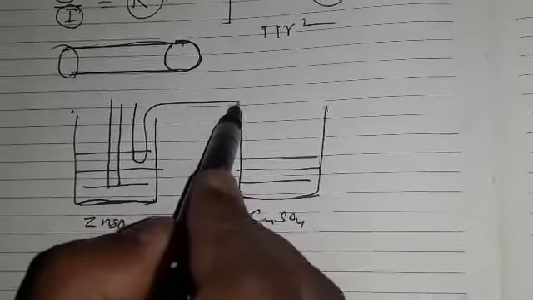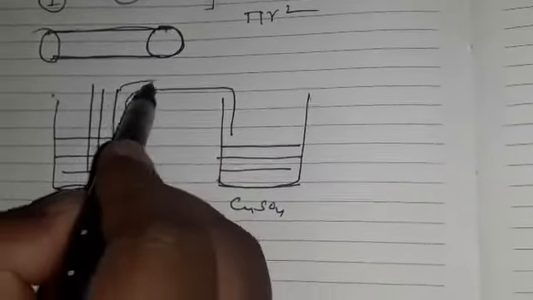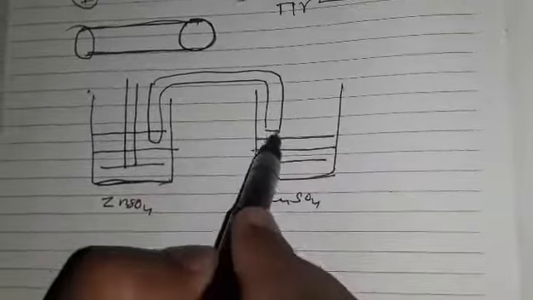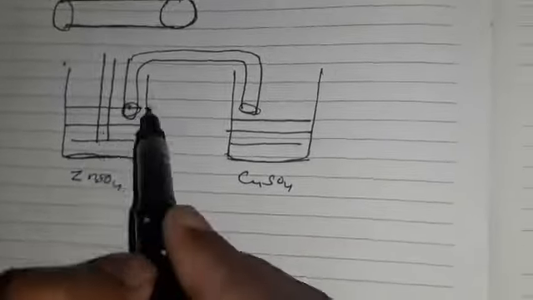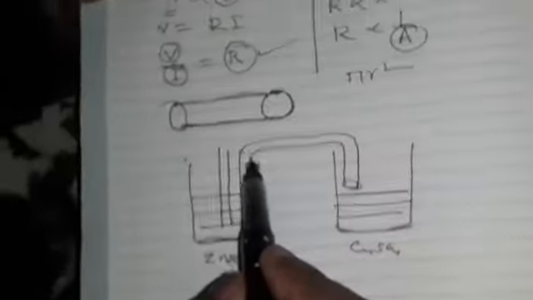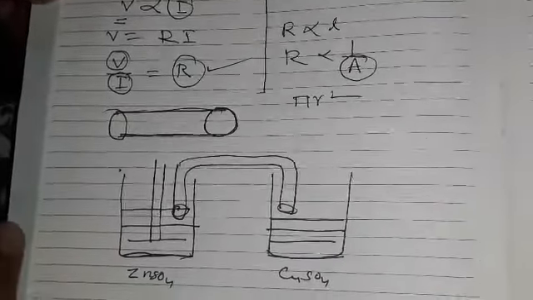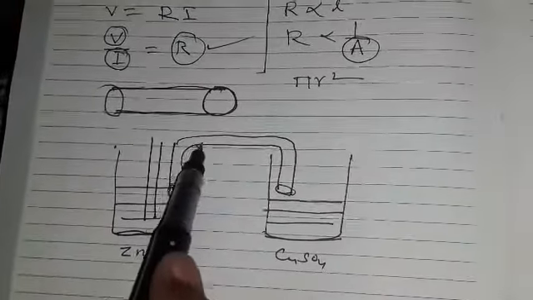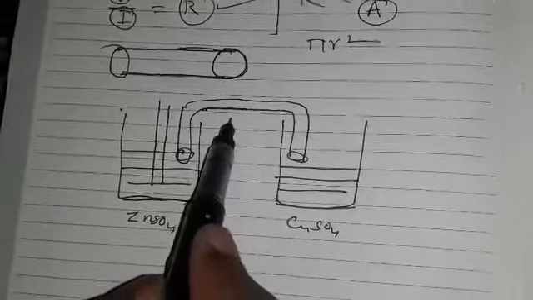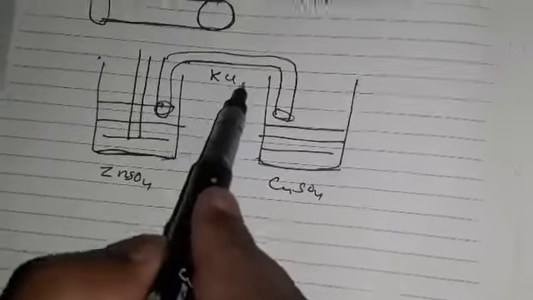Again, you will fit a salt bridge in between the two containers. The salt bridge has only one vital role: to neutralize the reaction. So what will happen? In this salt bridge, some chemicals are taken, such as KCl.